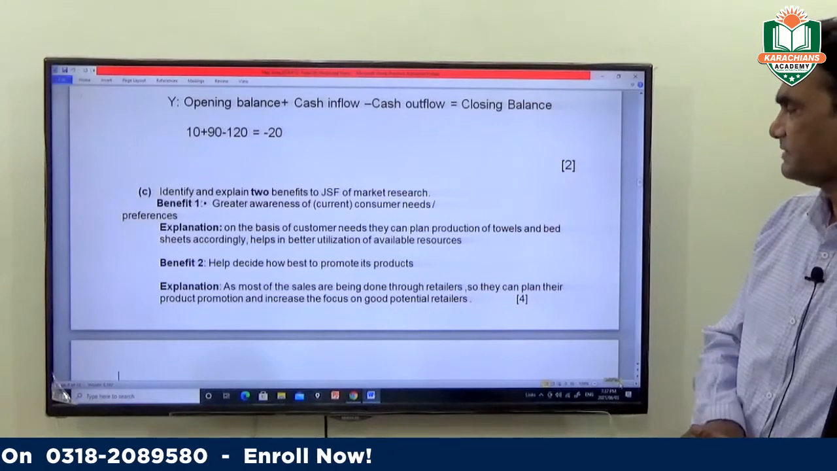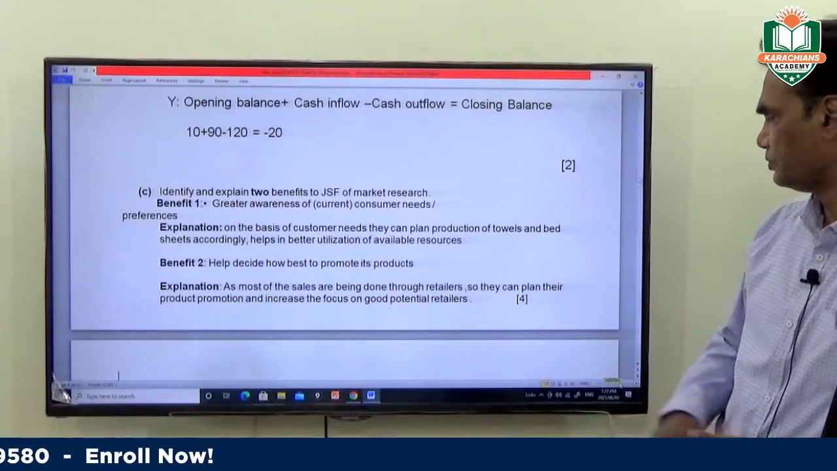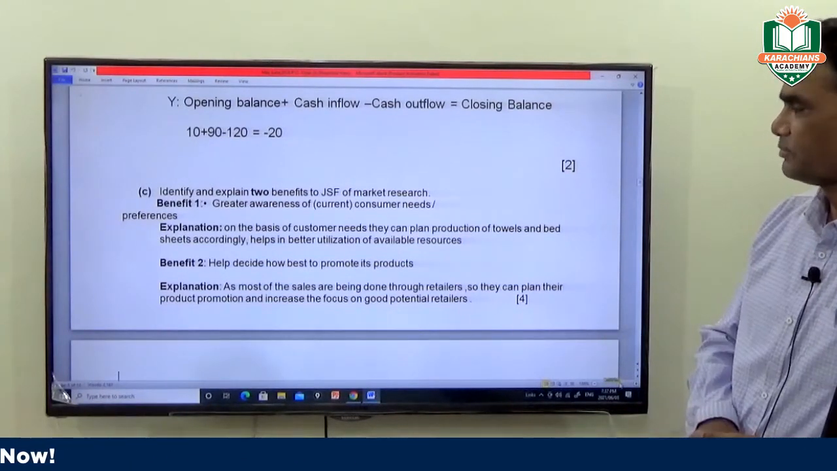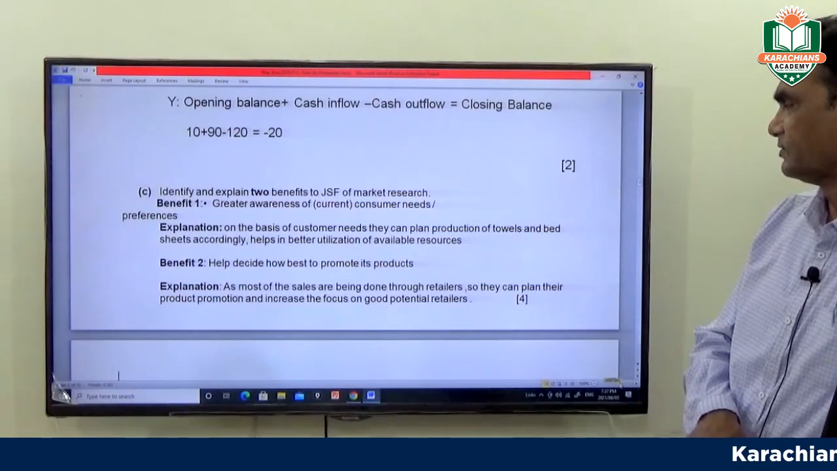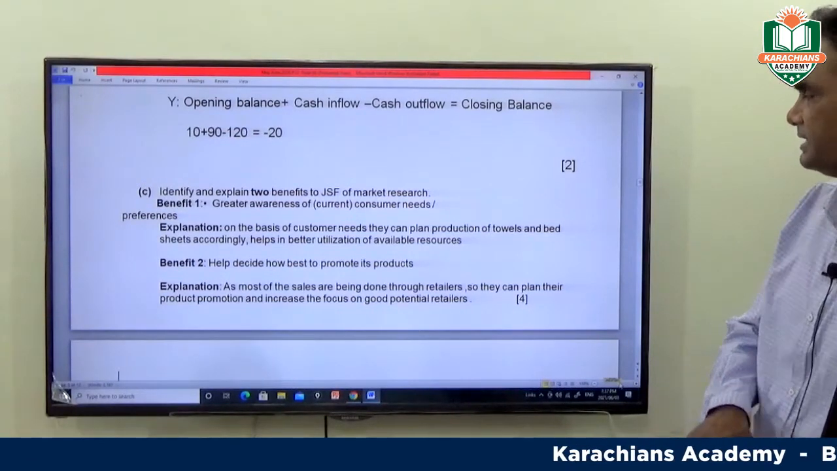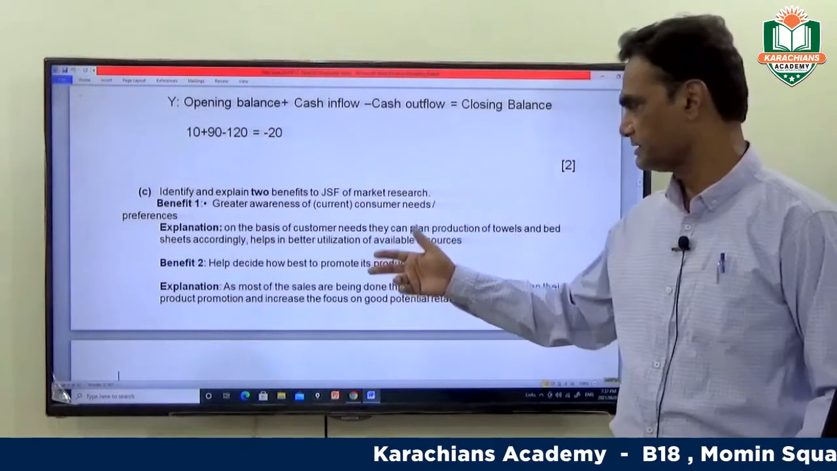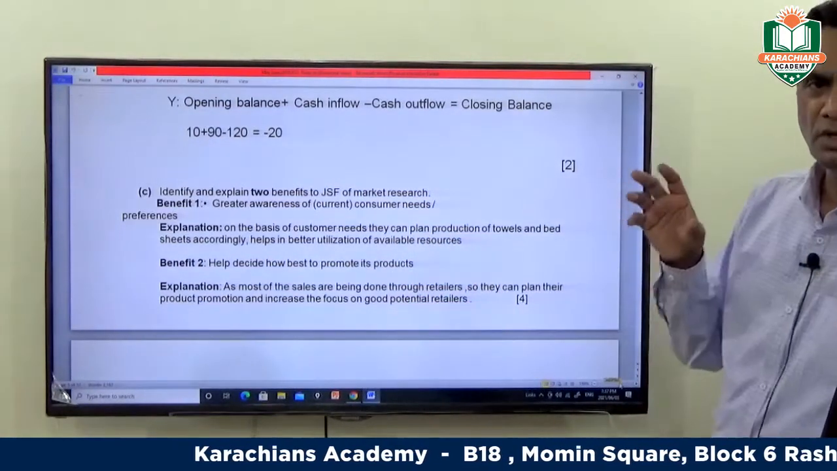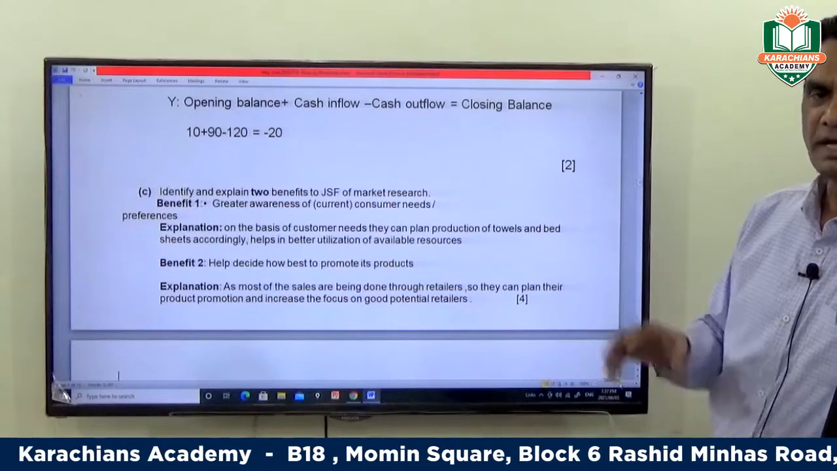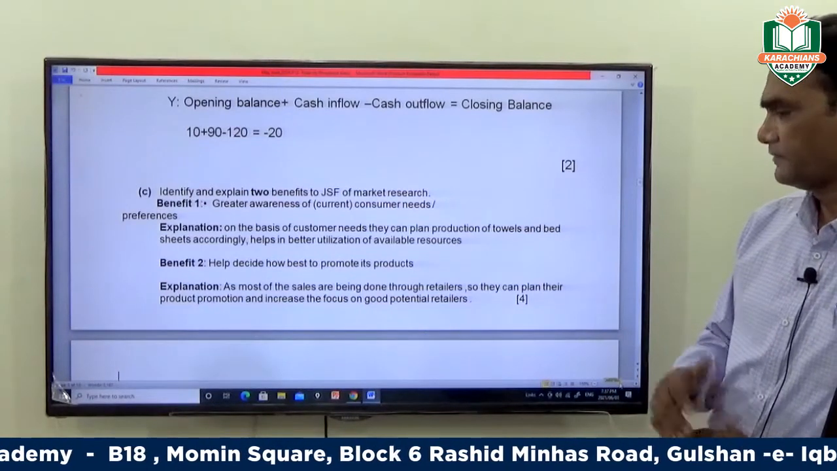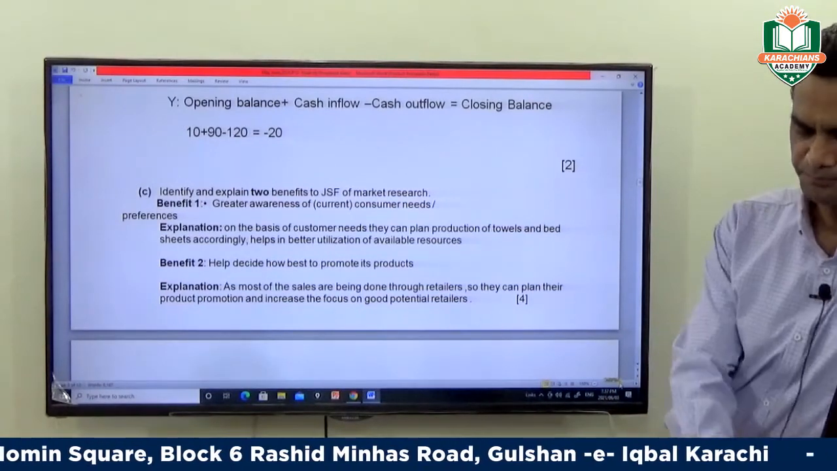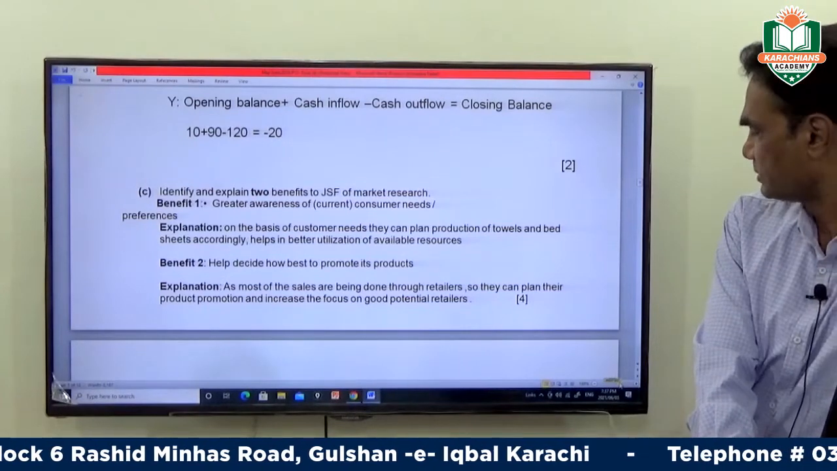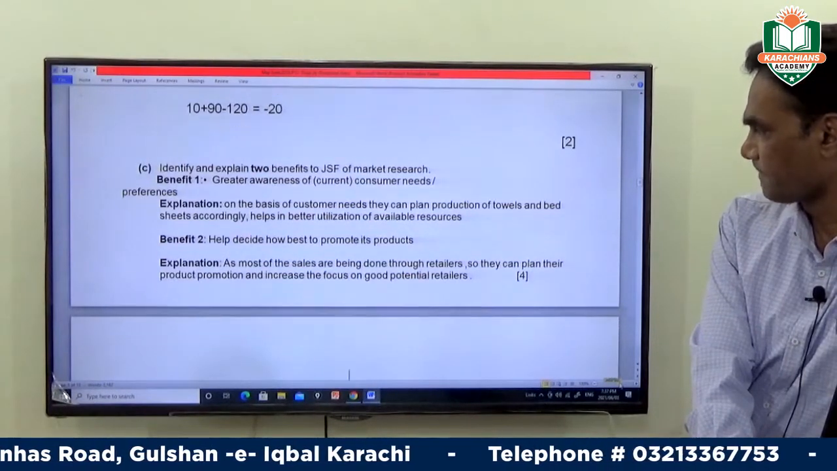Explanation: as most of the sales are being done through retailers, they can plan their product promotion and increase the focus on good potential retailers. On the basis of research, we can focus on those retailers who have a good potential for growth, and where we can get more benefit. Now it comes to this question, carrying 4 marks.